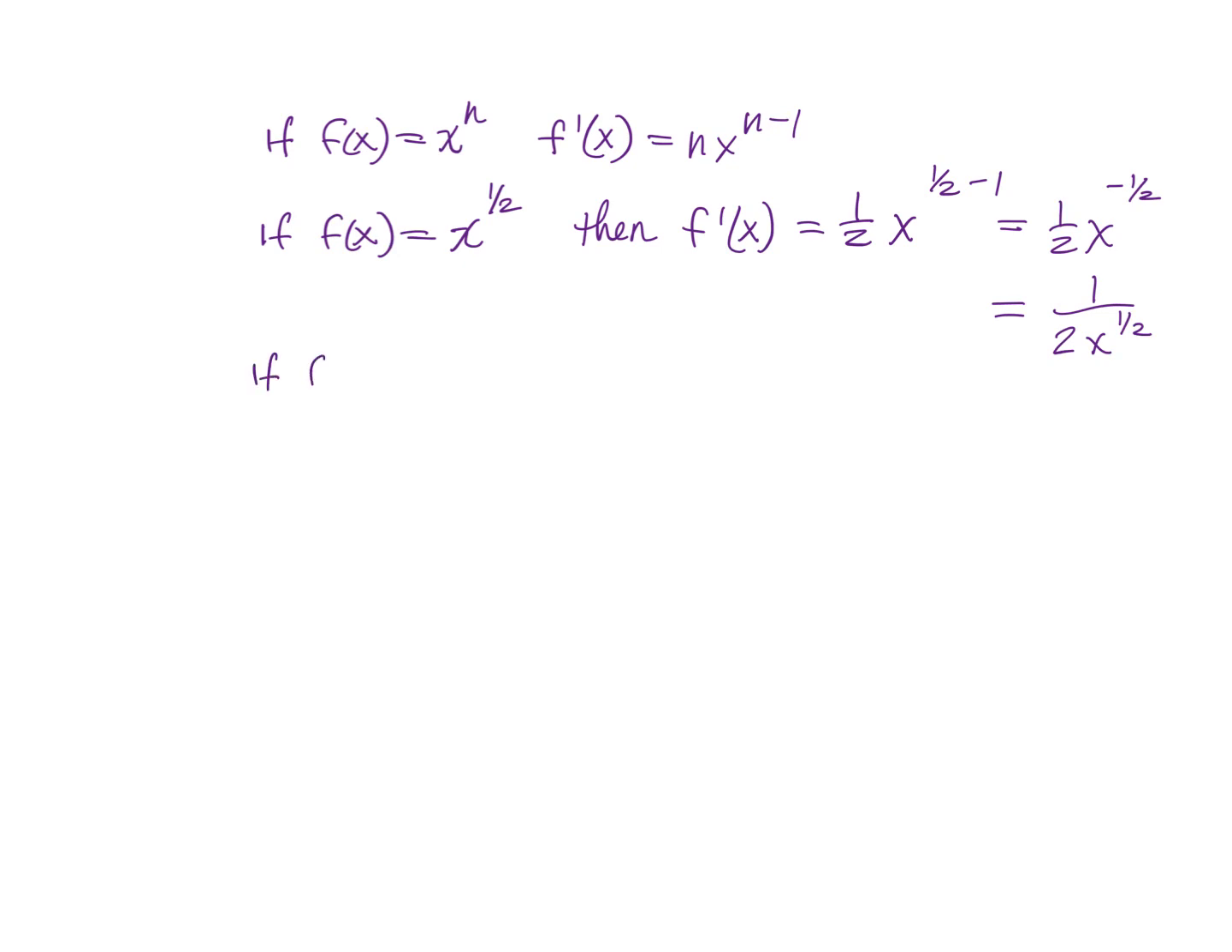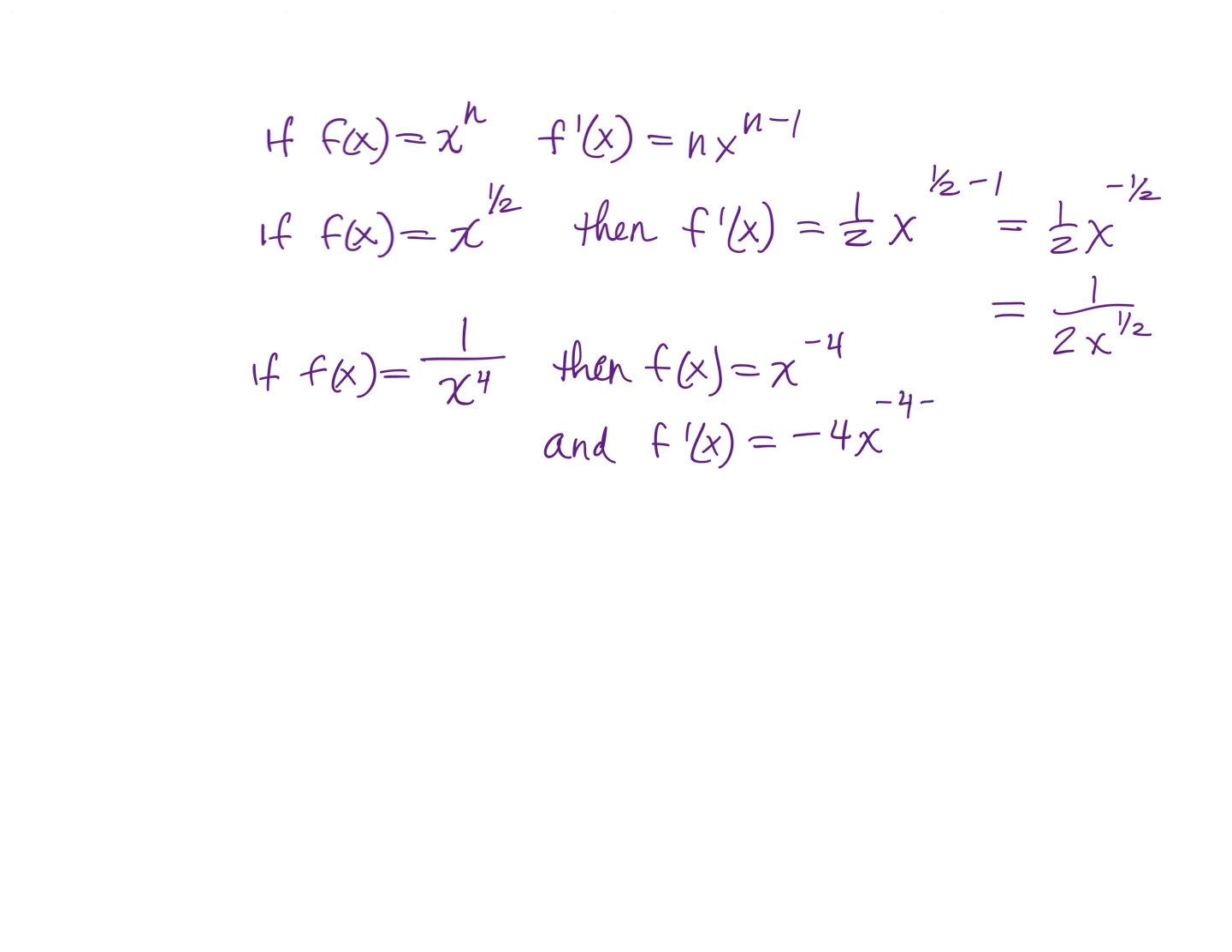Likewise, if I had f of x equal to 1 over x to the 4th, then I could rewrite that. Then f of x is the same as x to the negative 4th, isn't it? And f prime of x then would equal, you bring the negative 4 down, and then we take negative 4 minus 1, and so you get negative 4x to the negative 5th, which we could write as negative 4 over x to the 5th power.